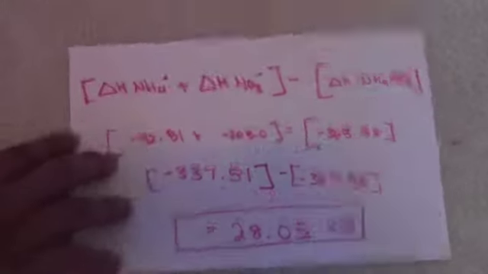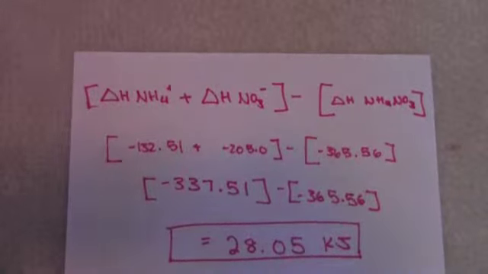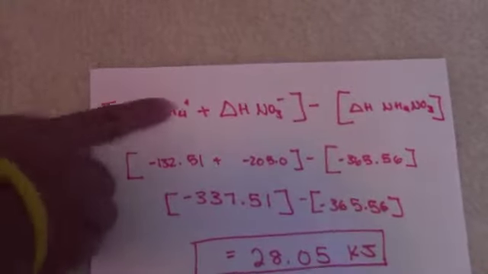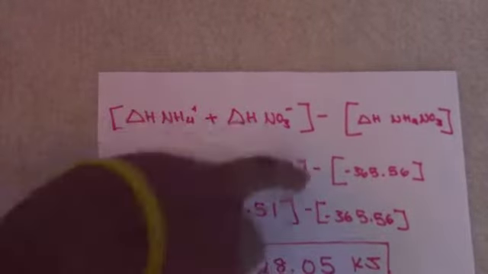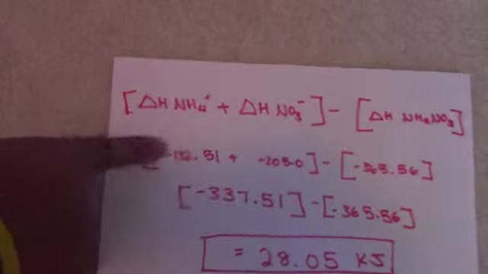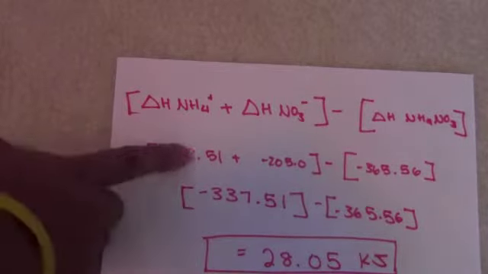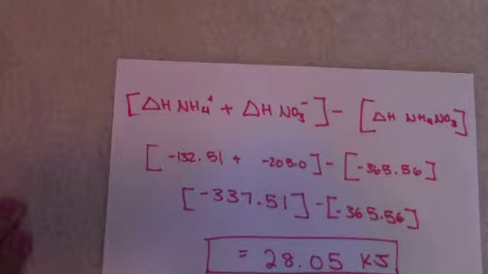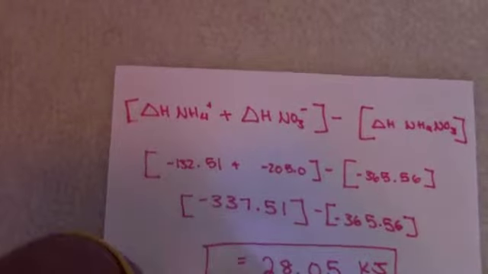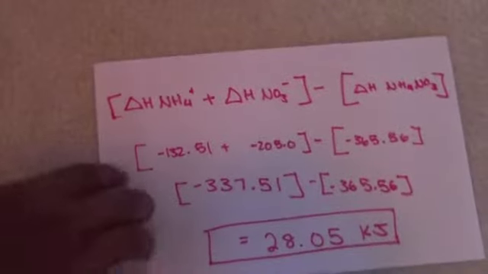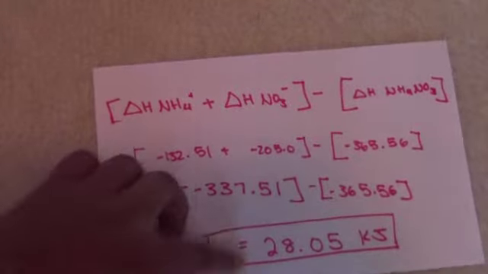Here we have the work spelled out for us. Now here, if we were to follow this equation again, we have the sum of the products enthalpy minus the sum of the reactants enthalpy. So here we have negative 132, which was on this little chart that he gave us. Negative 132.51 plus negative 205 minus negative 365.56. And that will leave us with 28.05, a positive enthalpy change, which means that this reaction was an endothermic reaction because the system gained heat instead of losing heat.